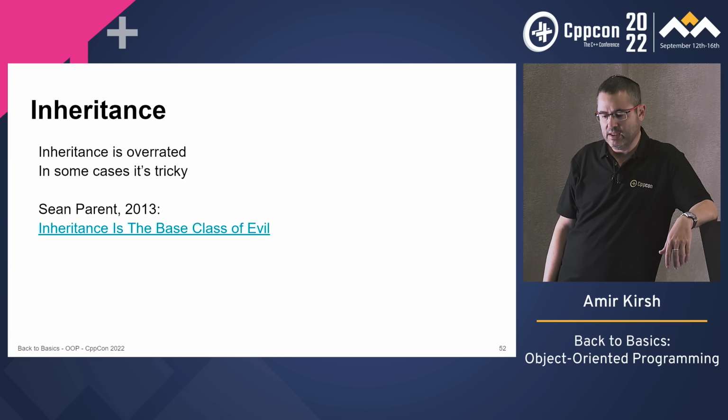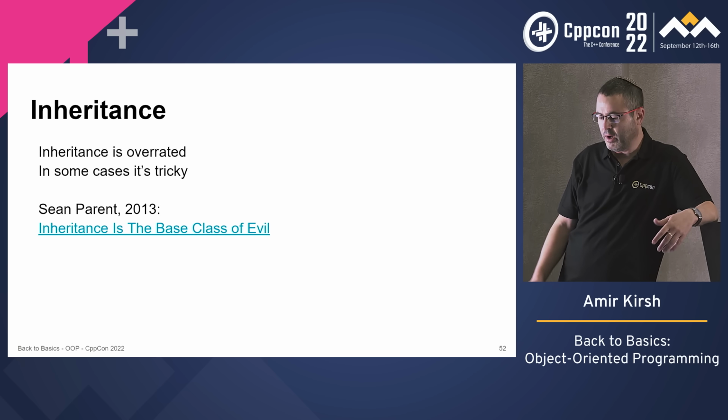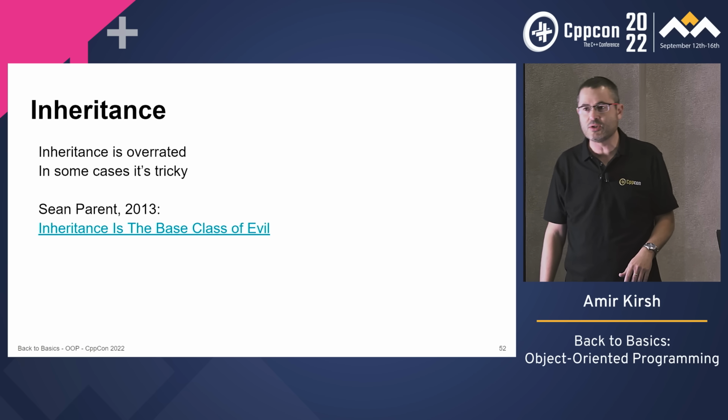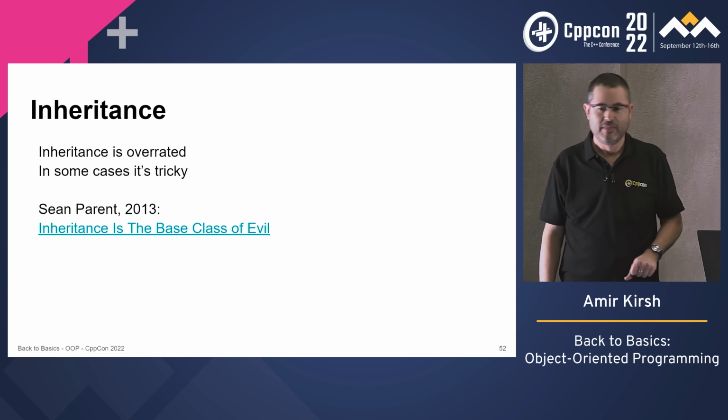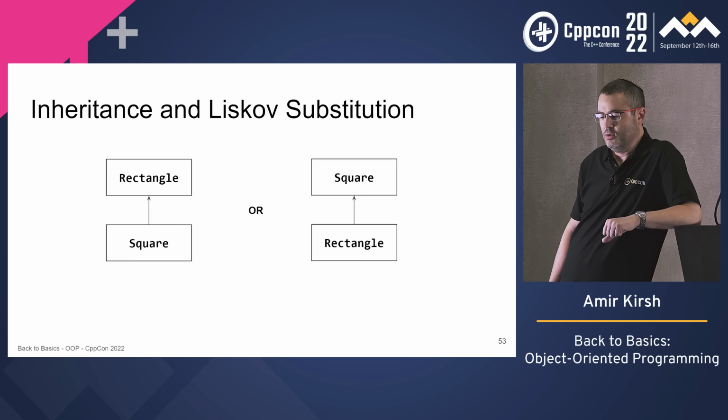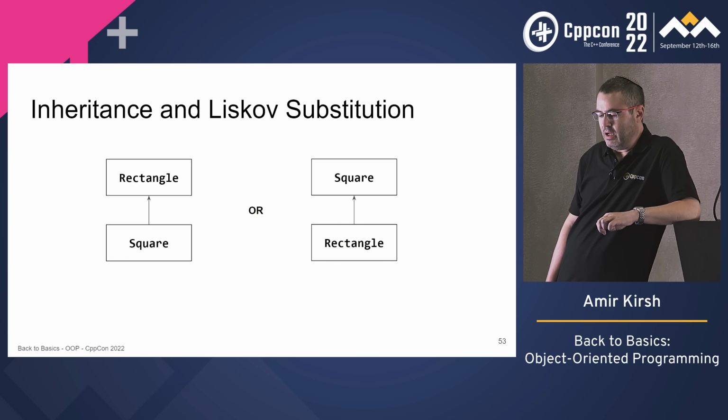Let's talk a bit about inheritance. Inheritance is overrated, and it is not me saying that. Sean Parent in 2013 had a talk, "Inheritance Is the Base Class of Evil." Inheritance in some cases is tricky. Let's take a look. Who should inherit from whom? Which one should be the base class? Do we have rectangle as a base class and square inherits from rectangle, or vice versa? Let's try to analyze that.